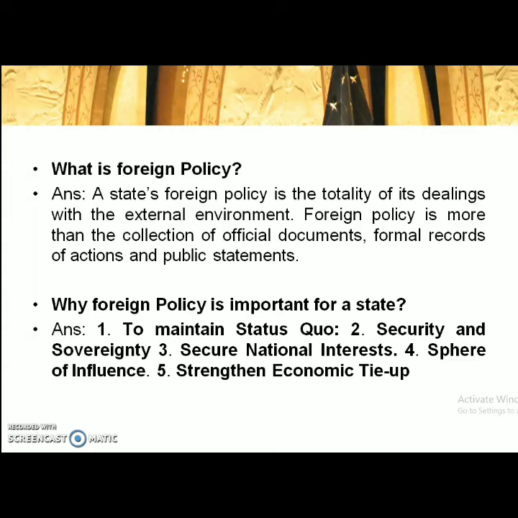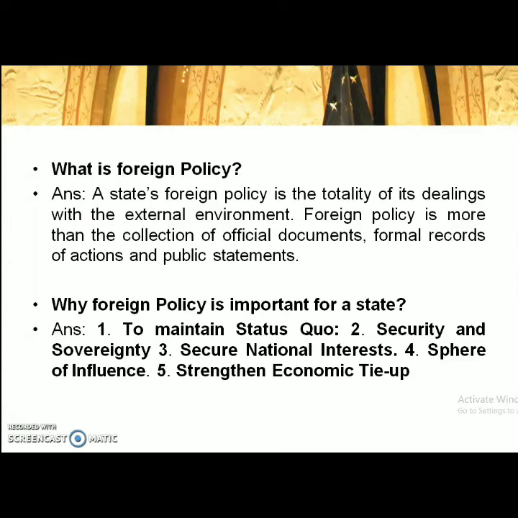And economy and capital have been considered as both important for the development of a nation. Therefore, to strengthen the economy of a country, they have to develop some kind of a tie-up with the countries nearby. And it is only possible through a foreign policy.